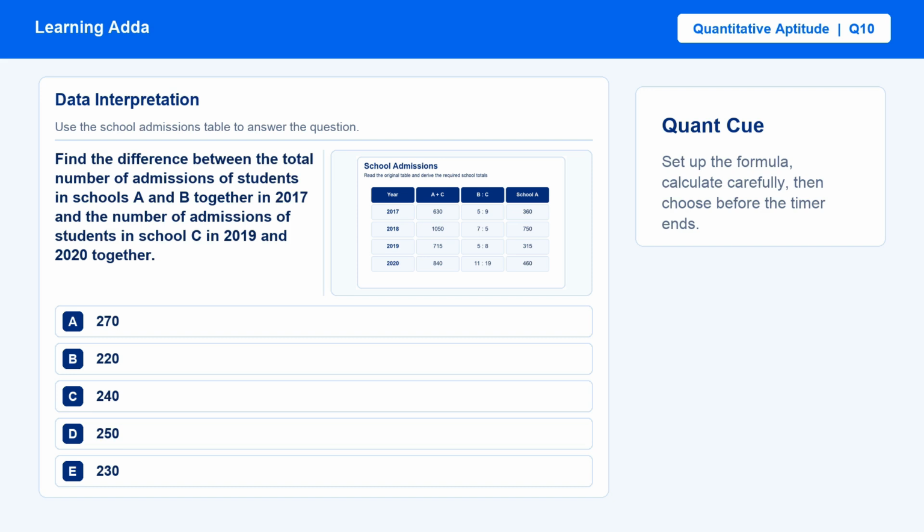Question 10. Find the difference between the total number of admissions of students in schools A and B together in 2017 and the number of admissions of students in school C in 2019 and 2020 together. Option A 270. Option B 220. Option C 240. Option D 250. Option E 230. The timer starts now.